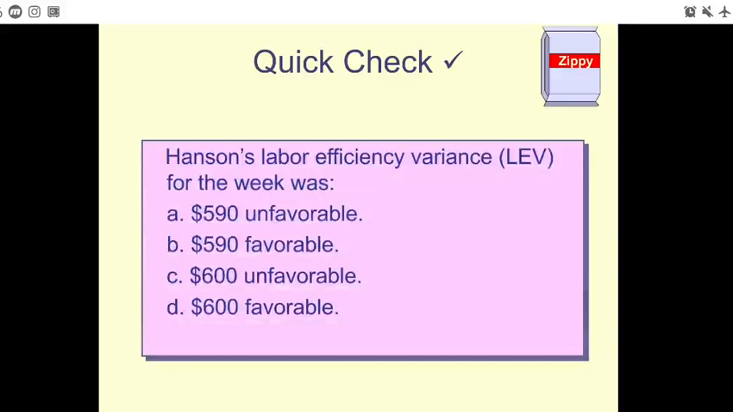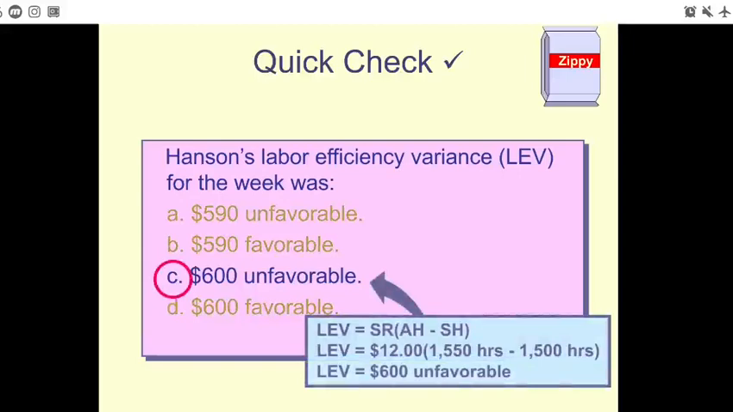Then you use the formula to calculate the labor efficiency variance. Okay, now labor efficiency variance, the formula is standard rate times actual hours minus standard hours. So the standard rate, you can see that data in the question, $12 per hour, and then actual hours is 1,550 hours, and then the standard hours is 1,500 hours. So labor efficiency variance is unfavorable. Why unfavorable? Because the actual hours is higher compared to the standard hours.